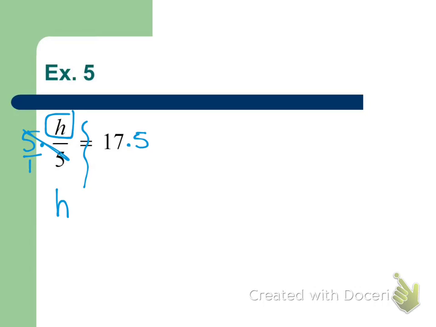For some reason, I see students write it as 5h, and things just get weird. Okay, those 5s reduce or cancel to 1, so we're just left with 1h. And then we take 17 times 5, 85, and we get 85. And that's all there is to it. Again, we're still remembering our rules about positives and negatives.